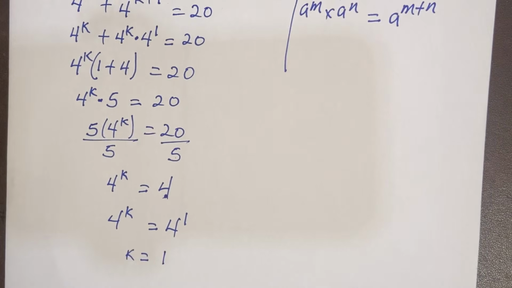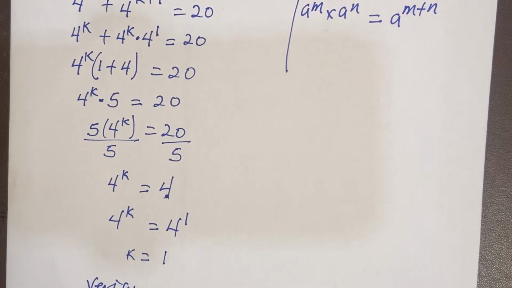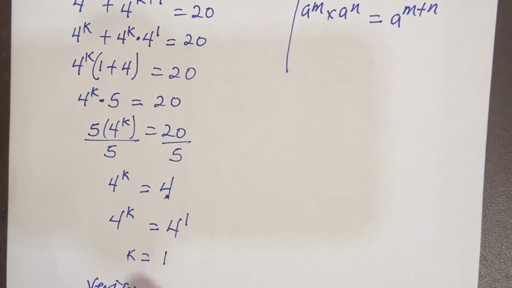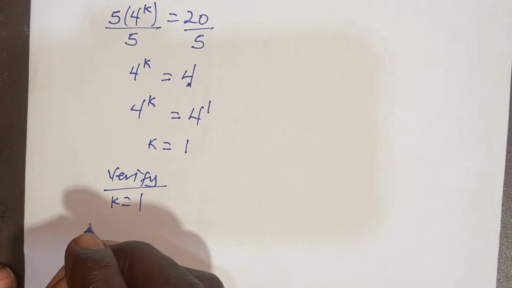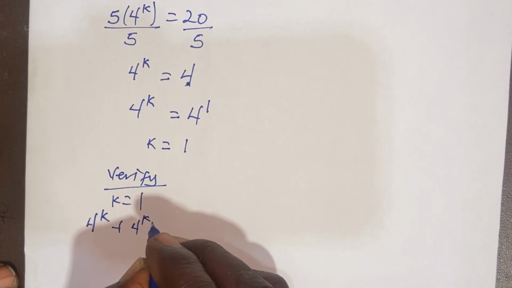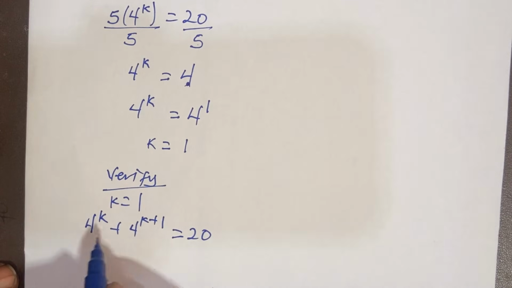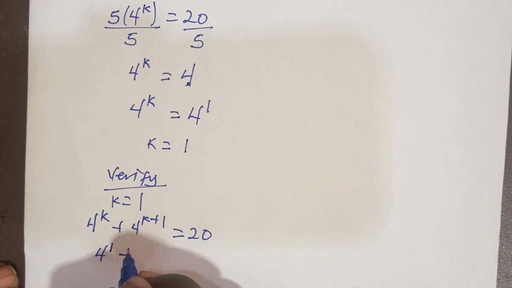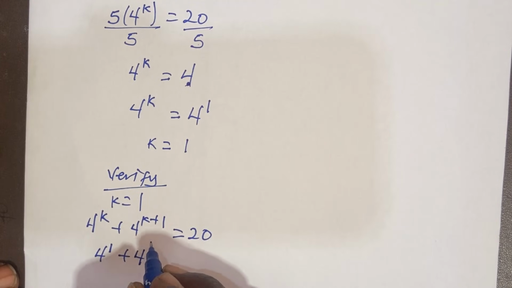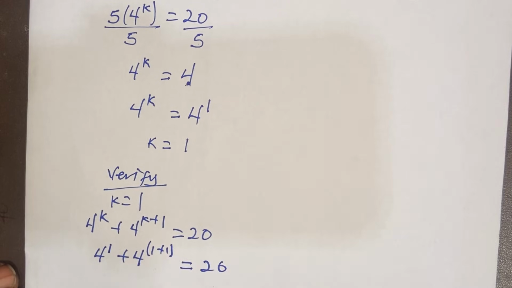We can verify our answer to see if it is correct. Now, so we want to verify. Given k equal to 1, then we have been given 4^k + 4^(k+1). Let's see if that will give us 20. Now with k being 1, let's put 1 over here. 4^1 + 4^(1+1). Let's see if we are going to get our 20.